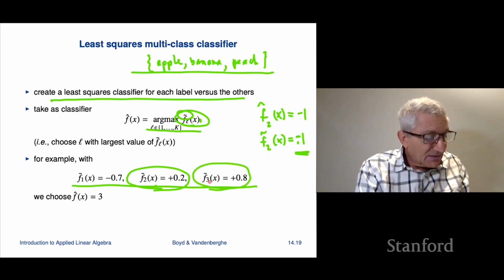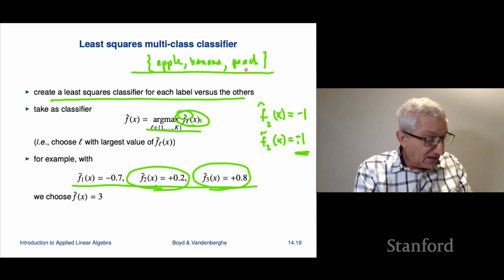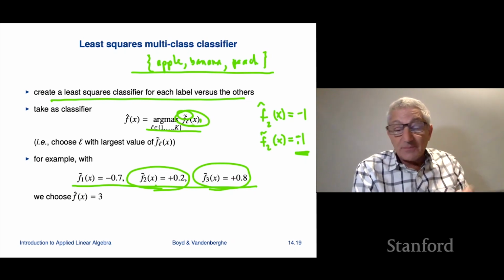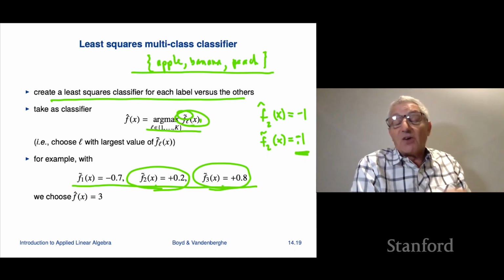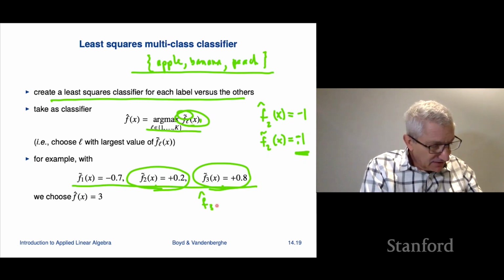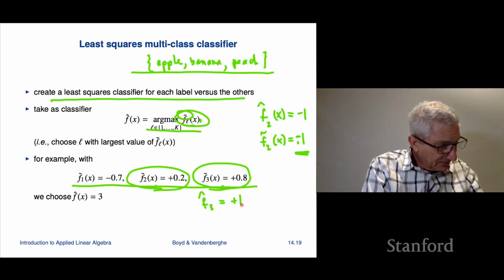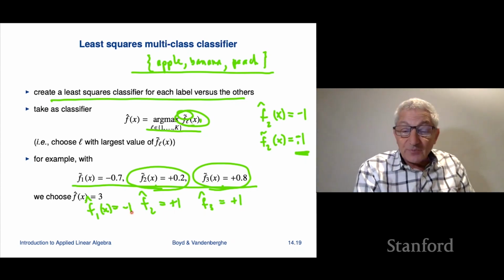Then we go to f3 tilde of x, which is plus 0.8. Now the meaning of that is we've queried our classifier and we've asked for this x, does it represent a peach or is it an apple or banana? And this thing says, oh, that's a peach. That's what 0.8 means. It's a high number. Of course, when you take the sign of it, you would get f hat 3 is plus 1, f hat 2 is plus 1, and f hat 1 is going to be minus 1, right?